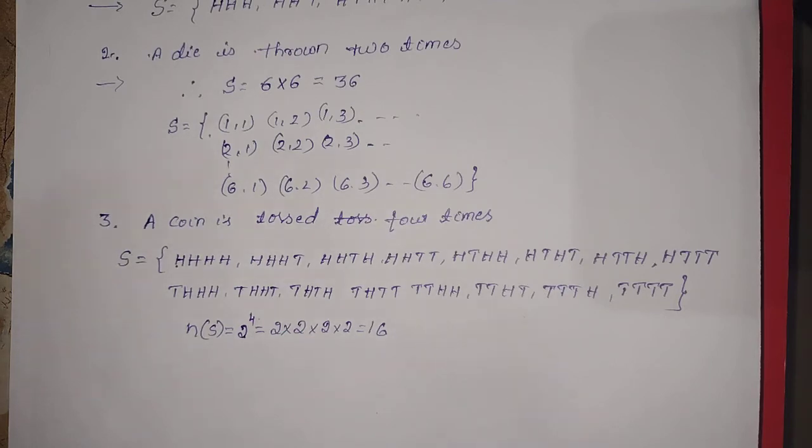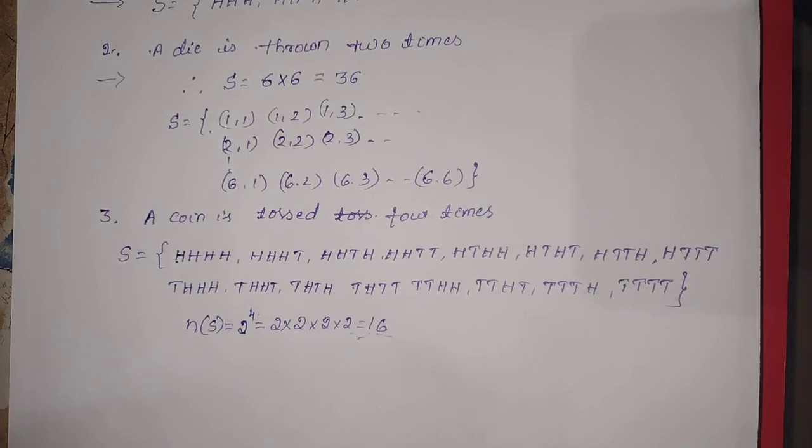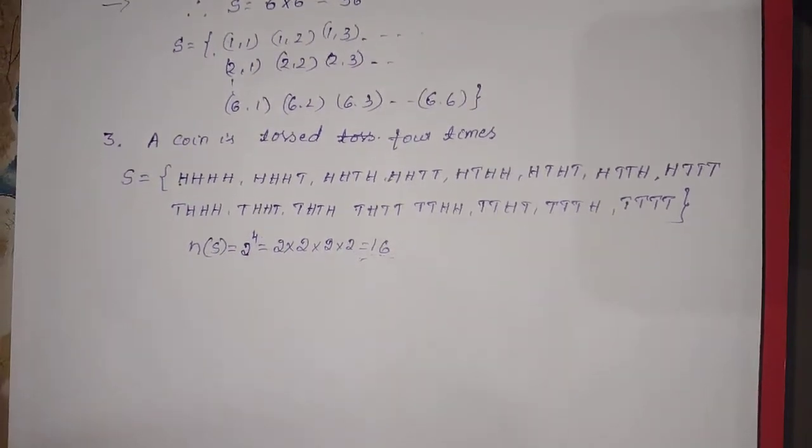16 sample points in this example, in this problem. Clear? I think I understood all of you. Is it right? A coin is tossed 4 times means we get 16 results. Okay, next we go for the fourth problem.